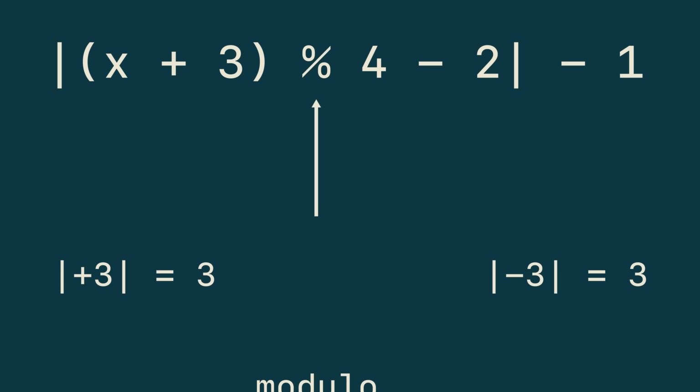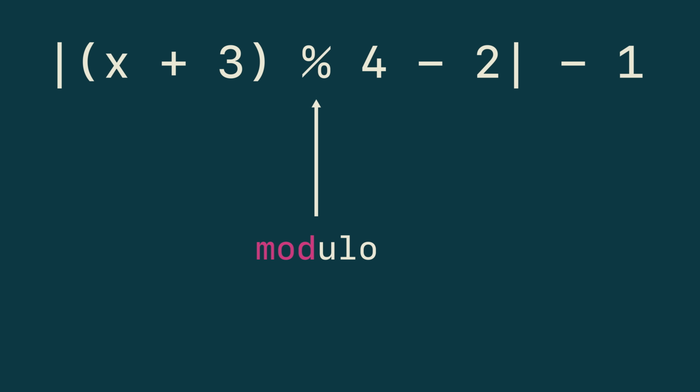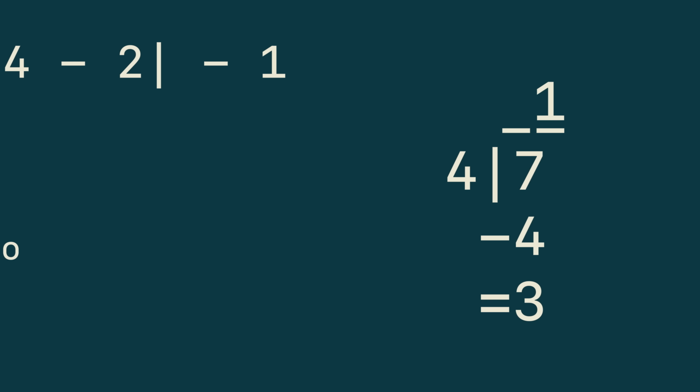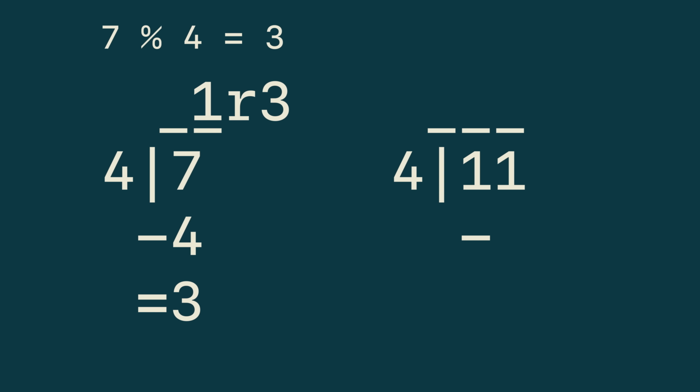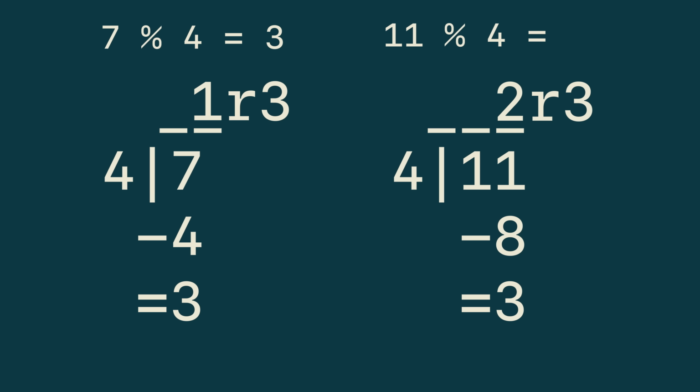This percent sign is the modulo operation, mod for short. It's the remainder of a division. 7 over 4 is 1, with 3 left over, so 7 mod 4 is 3. 11 over 4 is 2, with 3 left over, so 11 mod 4 is also 3, and so on.